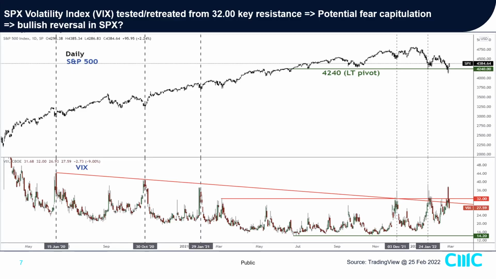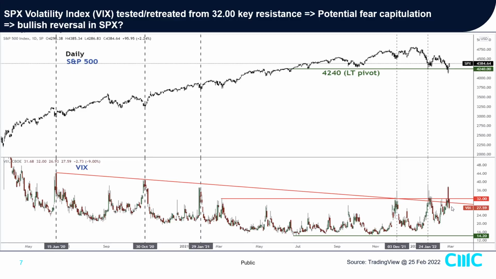on the SPX 500. And what's interesting over here is the inverse relationship between the SPX 500 and the VIX. You can see the VIX managed to pierce above a key resistance level at 32, but at the end of the day on Thursday it closed back below it, and on Friday it went back below this descending trendline resistance and this 32 key resistance level on the VIX.